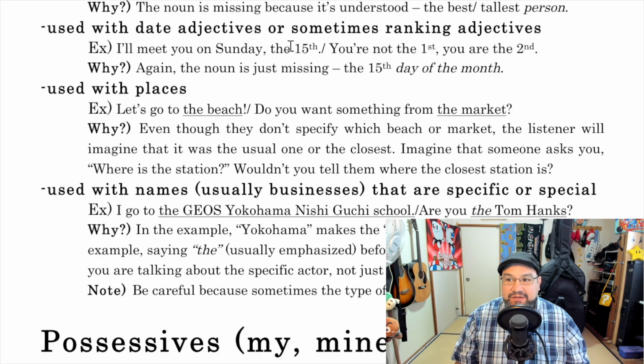Use with date adjectives or sometimes ranking adjectives. I'll meet you on Sunday the 15th. The 15th date. You're not the first, you're the second. Ranking. Now sometimes with ranking we use I'm first, you're second. But often we use the first, the second. The first time something happened. The second time it happened, the second. Again, the noun is just missing. The 15th day of the month, which again is why it's unique.